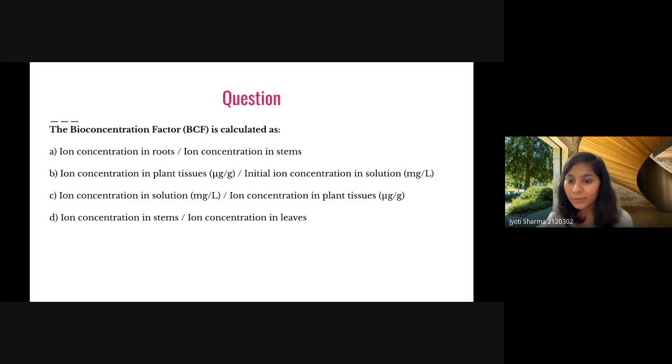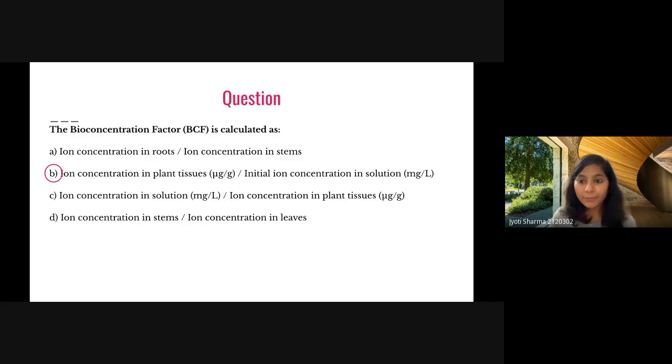So Dia gave me B, and Venkateshwara also gave me B. So yes, so this is from that solution how much concentration has been taken up by the living things. Okay, so this will be ion concentration in plant tissue divided by initial ion concentration we had, let's say in the soil or in any solution. So this will be known as the bioconcentration factor.